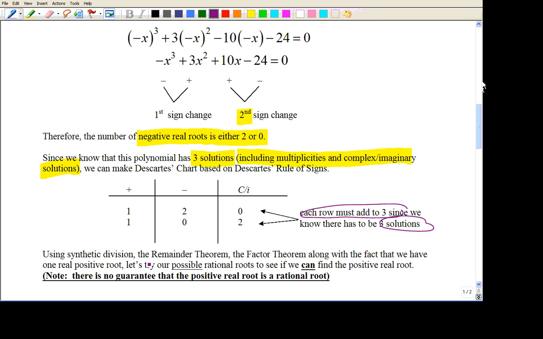So using synthetic division, the remainder theorem and the factor theorem, along with the fact that we know that we have one real positive root, let's try our possible rational roots, that's all of the p over q values, to see if we can find the positive real root. There's no guarantee that the positive real root is a rational root, which remember, the rational roots, all of the possibilities, are all p over q. So these are all the possible rational roots. Okay, let's go ahead and look at the example.